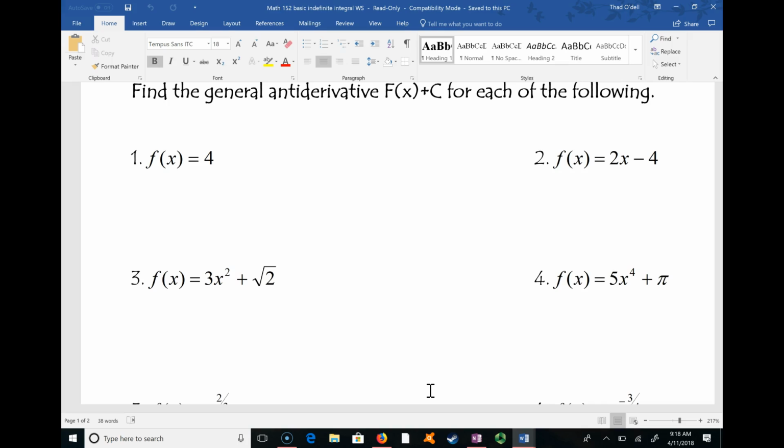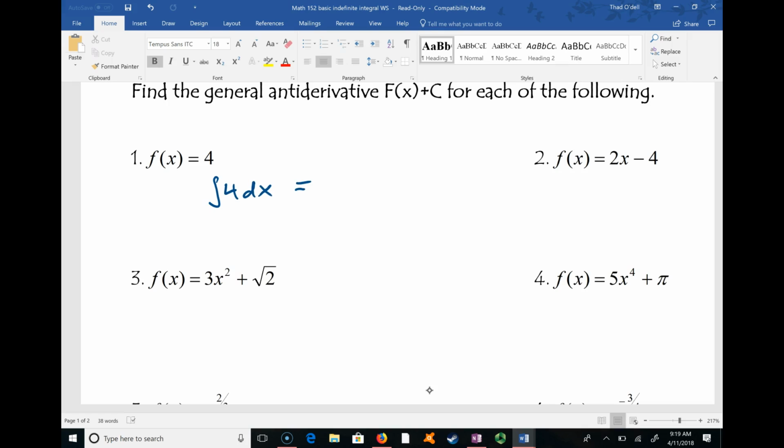This says find the general antiderivative f of x plus c for each of the following. So the idea here is, this is some function that I want to undo the derivative for. It's the same thing we're doing, I just don't have the integration symbols in front of it. So what is the integral, the general antiderivative? In other words, what's the integral of 4 dx?